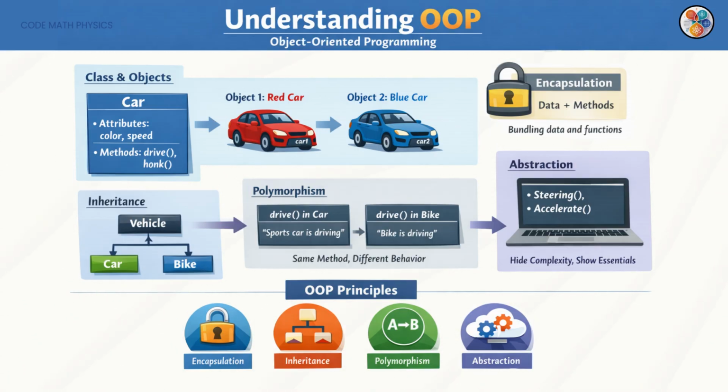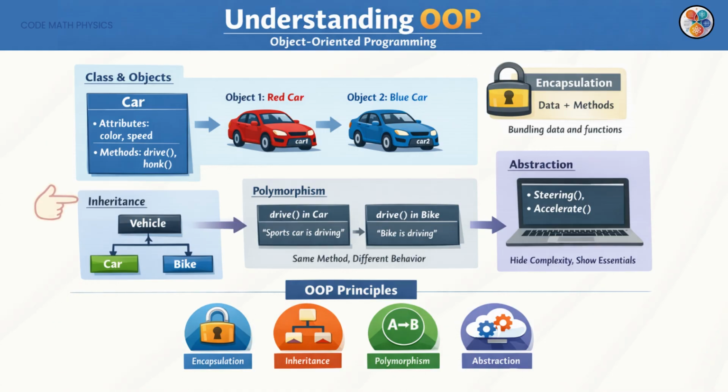Next, see the padlock on the right. That's encapsulation. It means we bundle the data like color and speed together with the methods like drive and honk inside the object, and we usually lock the data away. Outside code can't just change the color or speed directly. It has to go through the methods we allow. This keeps everything safe and organized.